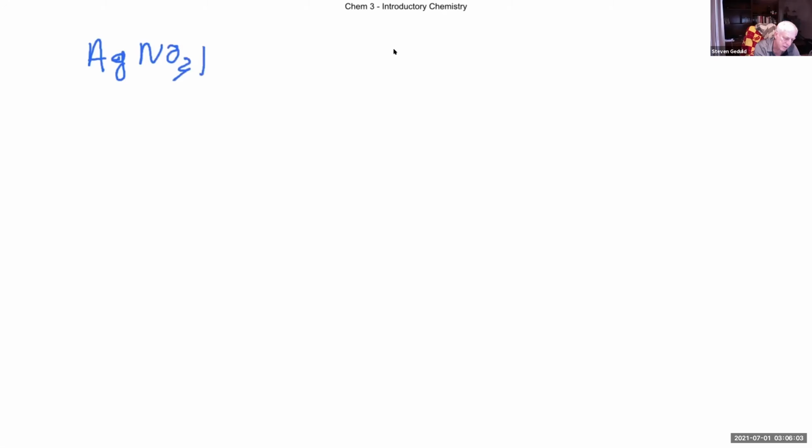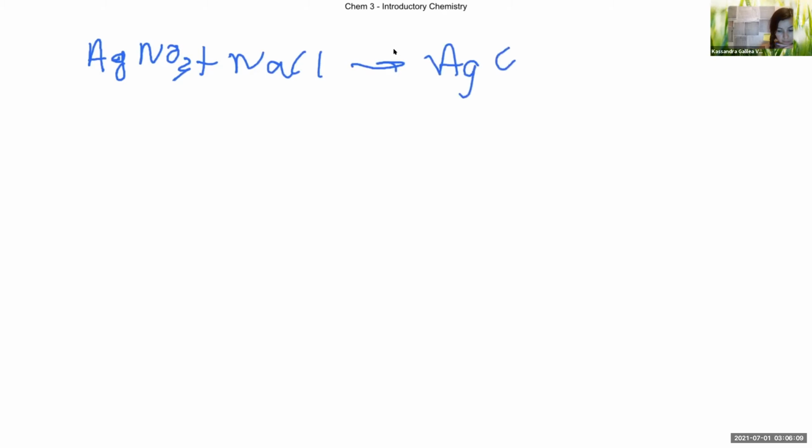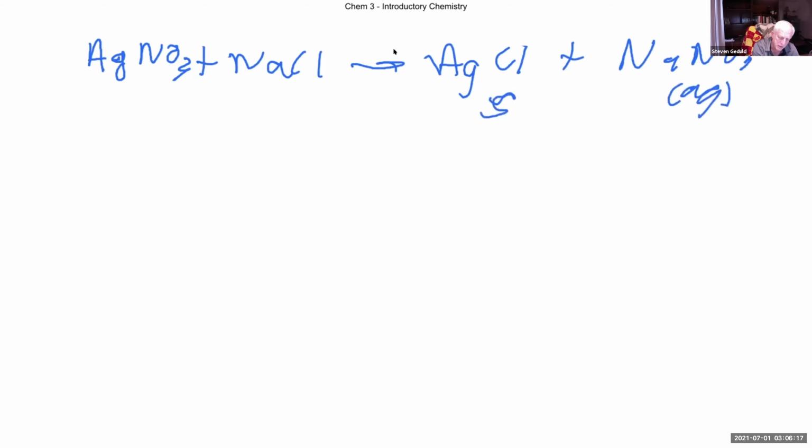AgNO3 plus aqueous NaCl went to AgCl plus NaNO3. So this was aqueous and this was our solid. Okay, so that's our precipitate. And there's your balanced equation. So when we write it, we just write the first part and then we just write the AgCl and not include the NaNO3 because it's not a precipitate. No, you still write it because it's still ions in solution.